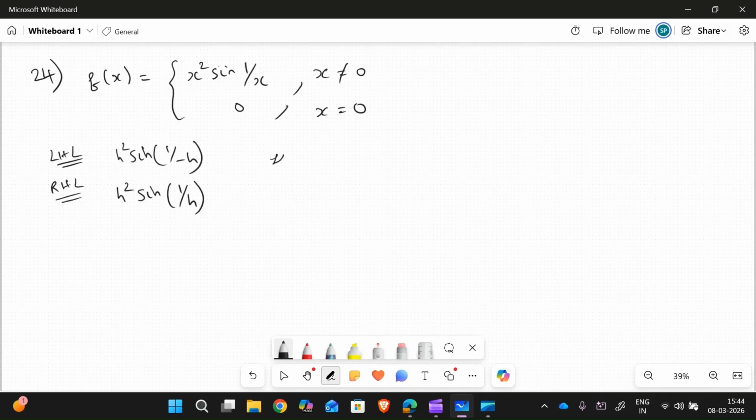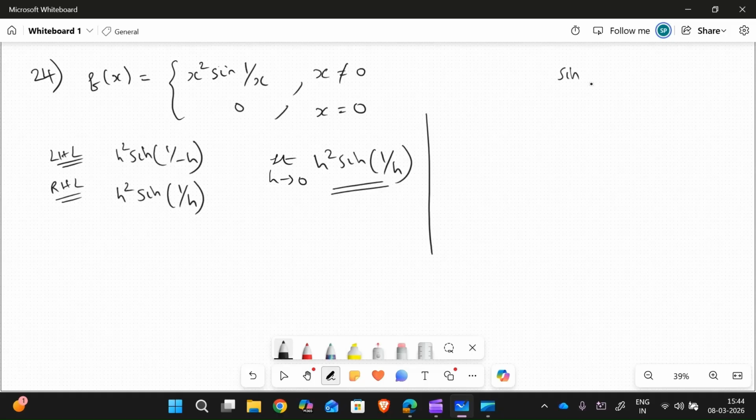You have to find limit h tending to 0, right? So that's what we're going to find. Limit h tending to 0, h square sine of 1 by h. How will you find this? In order to do this, you can use this trick from trigonometry. Again, how do we know this? I have a practice. If you do practice, you can do.